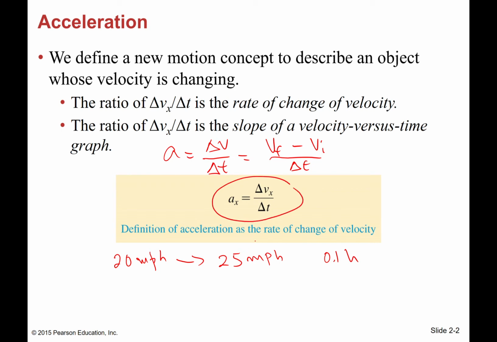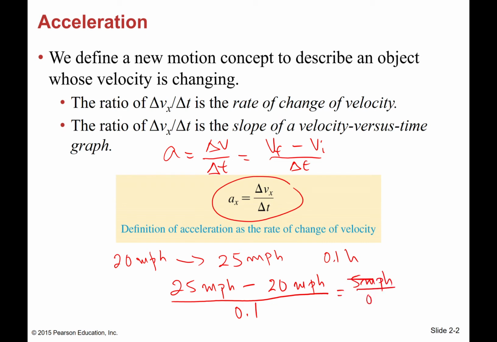So let's do the calculation here. We have 25 miles per hour minus 20 miles per hour, and then you divide that by 0.1 hours. So this is equal to 5 miles per hour divided by 0.1. This is equal to 50 miles per hour every hour. So that means that your acceleration during this short time, which is 6 minutes, so it took you 6 minutes to go from 20 to 25 miles per hour, is 50 miles per hour every hour.